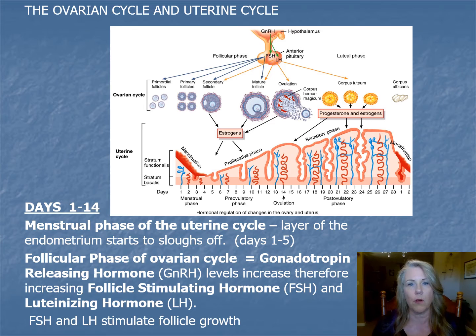These particular hormones have an effect on the ovary. Follicle stimulating hormone, that's an easy name. I like that name. It tells you what that hormone does. Luteinizing hormone also has an effect on development of those follicles. So follicle stimulating hormone and luteinizing hormone are now acting on the ovaries to stimulate follicle growth.